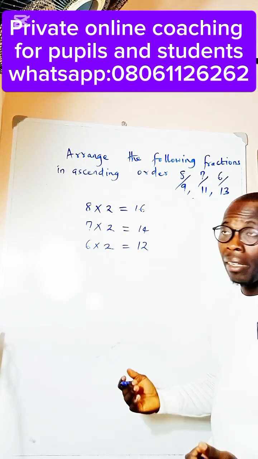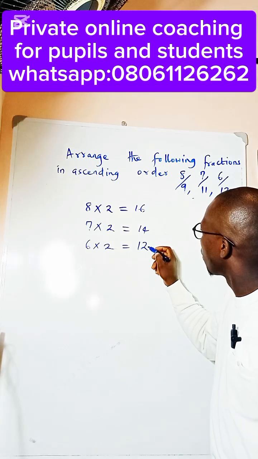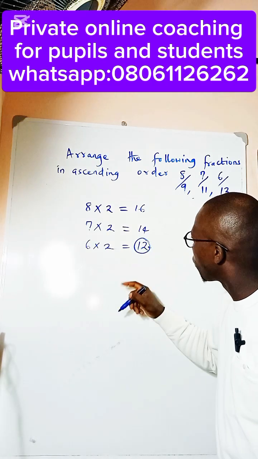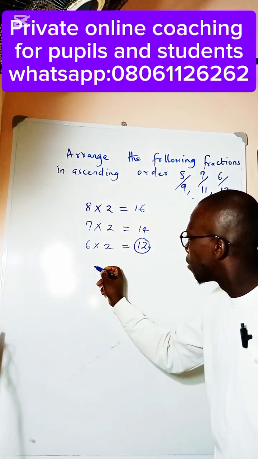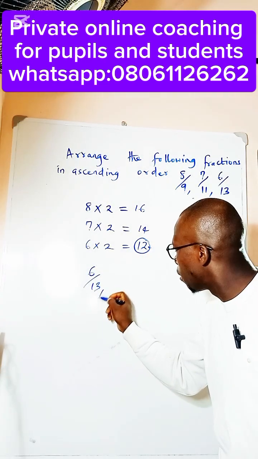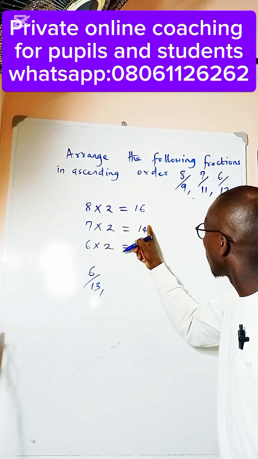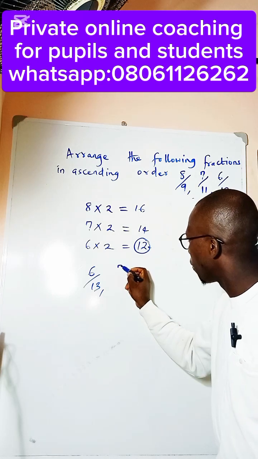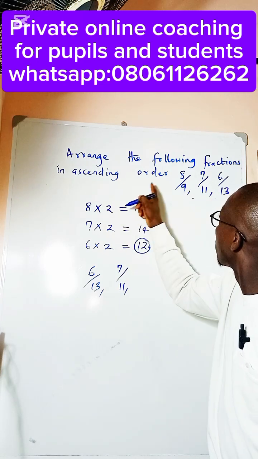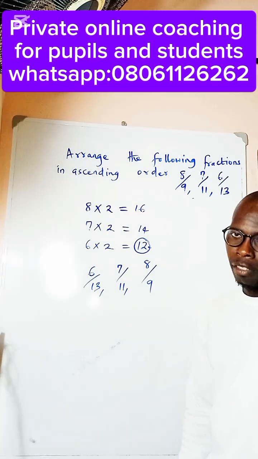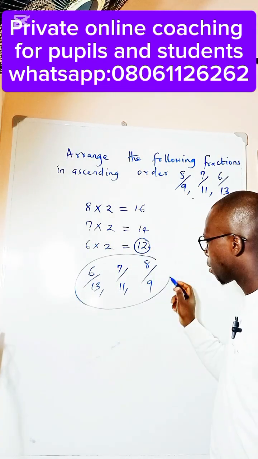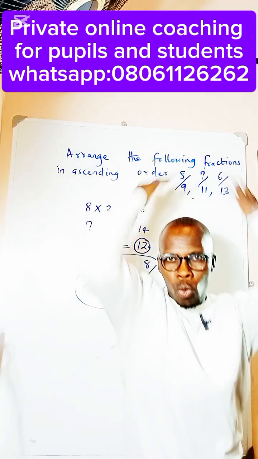So for you to arrange now, remember this one here is 12. 12 is the smallest from the whole number. So it becomes 6 over 13, followed by 14, which is 7 over 11, and followed by 16, which is the first fraction, 8 over 9. So this becomes our answer. Wow!